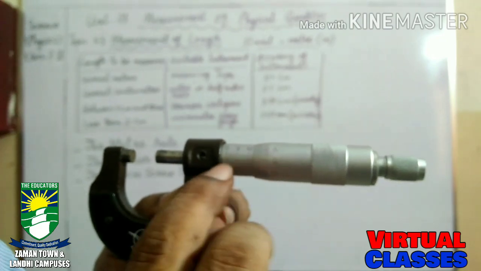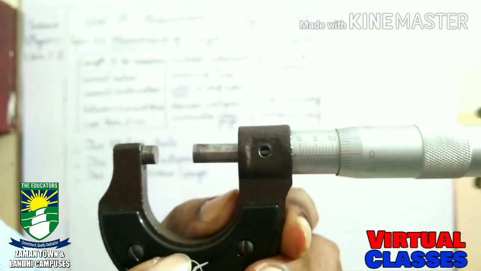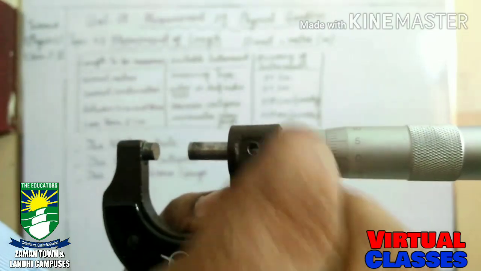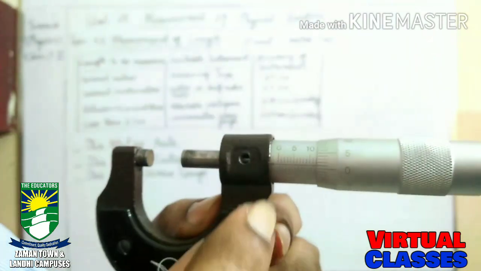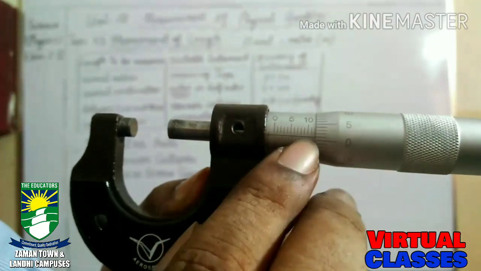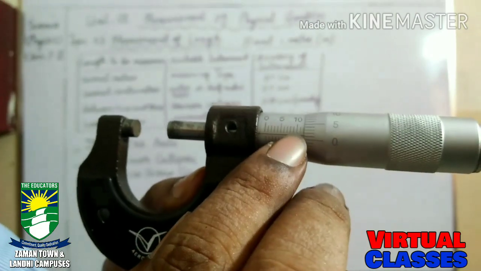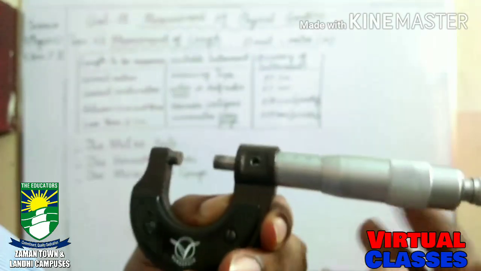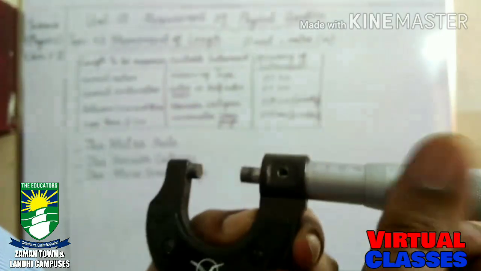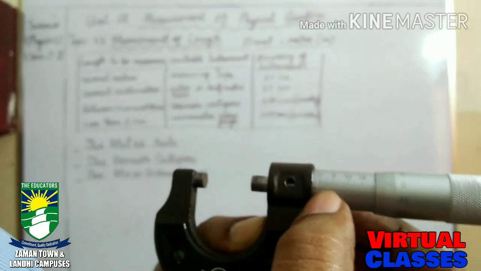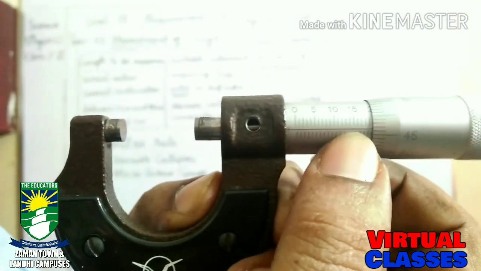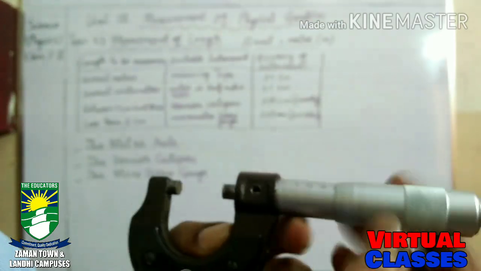These vertical lines are showing the reading, and this horizontal line is showing the main line, and that is called datum. This line is called datum.